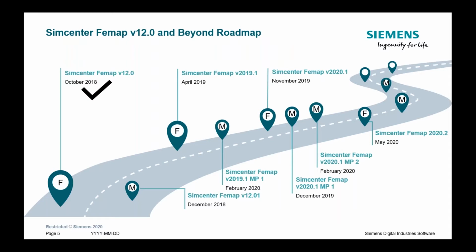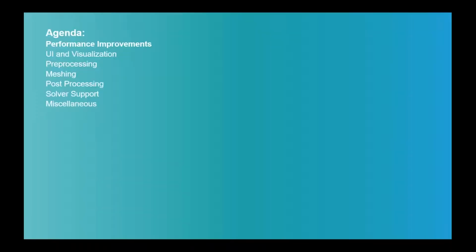So Femap 12 was October 2018, 2019.1 was last April, 2020.1 was last November, and May 2020 is when we released the one we're going to talk about today. So without further ado, we're just going to get into this.